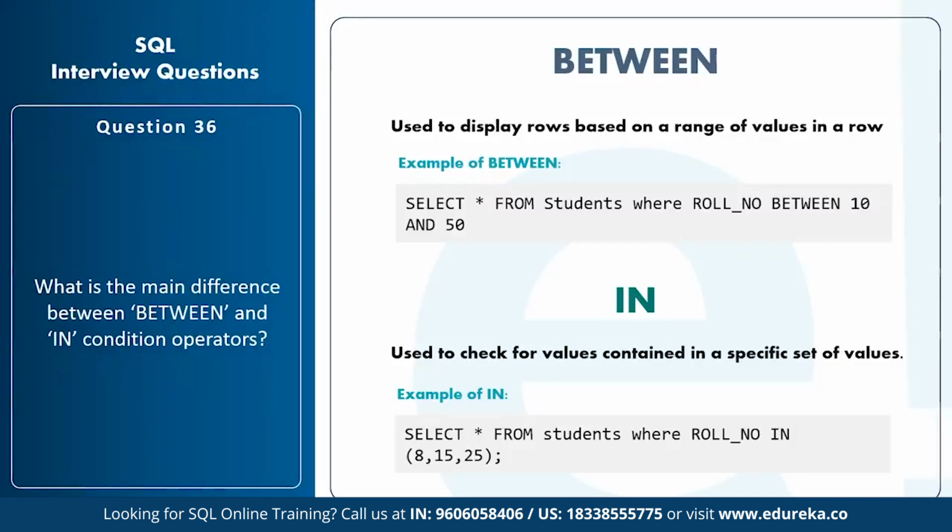You can just write a query like select star from students where roll number between 10 to 50. So all those records from the students table would be selected whose roll number stands between 10 to 50. Coming to the in condition operators, you can use a query like this, like select star from students where roll number in 8, 15, 25. So all those records from a student table would be selected where the roll number would be either 8, 15 or 25. So guys, that is the main difference between the between and the in condition operators.